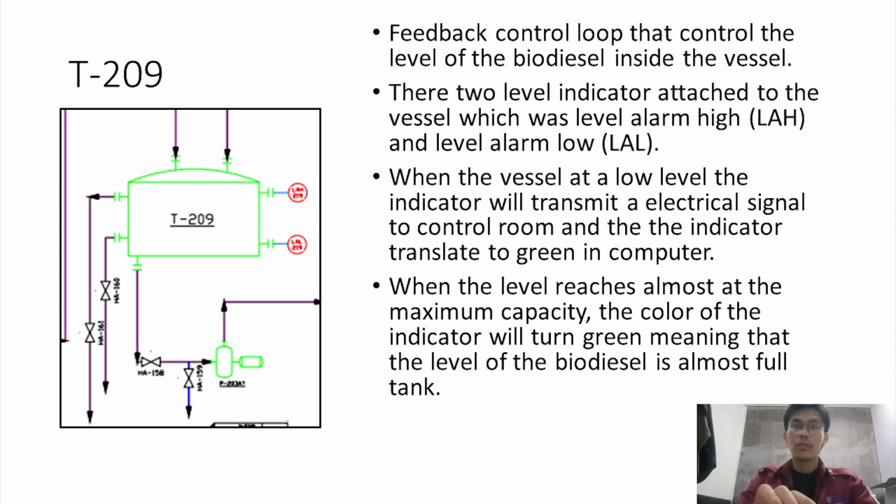When the level reaches almost the maximum capacity, the color of the indicator will turn green, meaning that the level of the biodiesel is almost at full tank. That's all. Thank you.